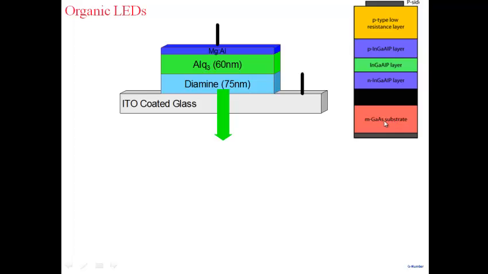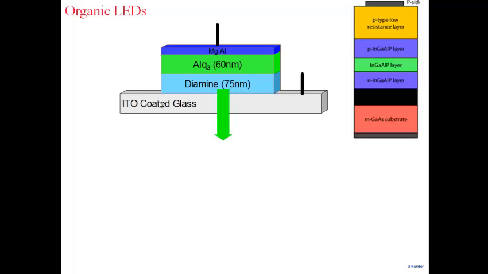You see here, all the layers are crystalline, right? The stacks are crystalline here. This is an example of an organic LED. Now let's start noting the differences here. The substrate is glass, and I've written here ITO coated glass. ITO stands for indium tin oxide. It is a conductor. It's actually like a semiconductor, but heavily doped. So it's like a conductor, but it's transparent.